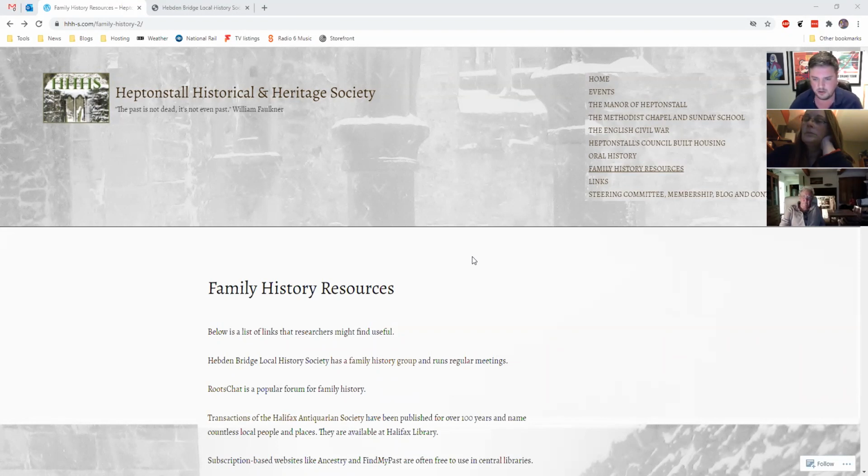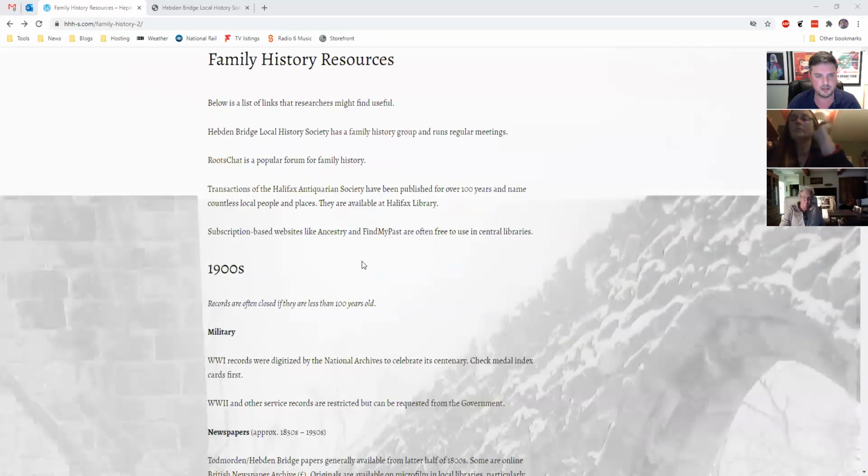So I'm going to go through some important sources of family history research, starting in the 20th century and going back to medieval times. These resources are listed here on the Heptonstall History Society website, hhhs.com. I'm going to start at the near times and work my way backwards into the distant past, and I'm going to try to keep this down to 40 minutes, so I'm going to have to move quite quickly because there's so much here.